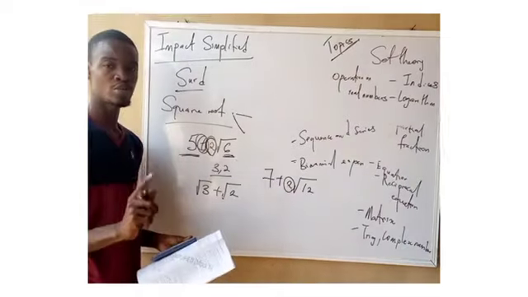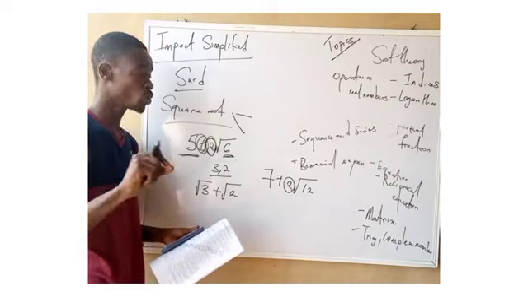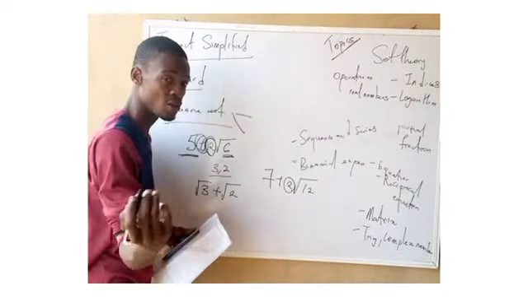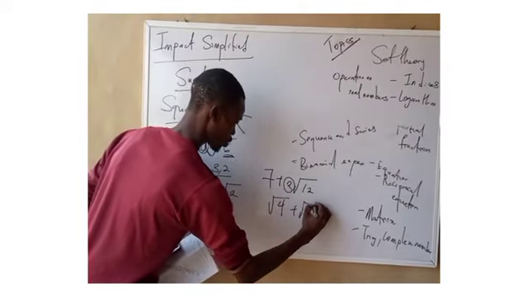Now, what are the two numbers that if you add them together, we have 7, and if you multiply them together, what do we have? We have it as 12. Then what are the numbers? 4 and what? And 2. So that will give us the square root of 4 plus the square root of 2.